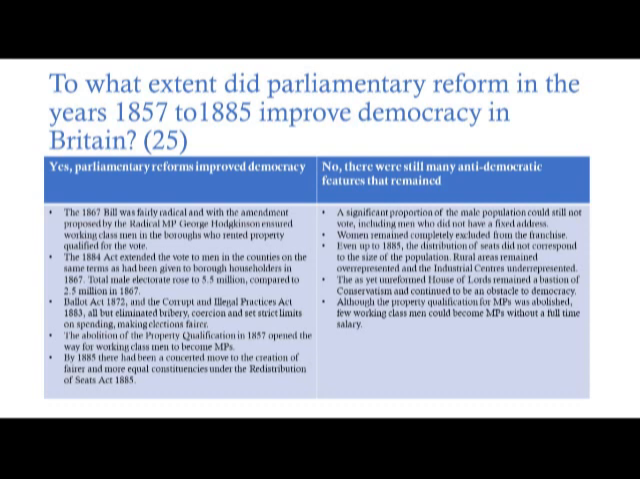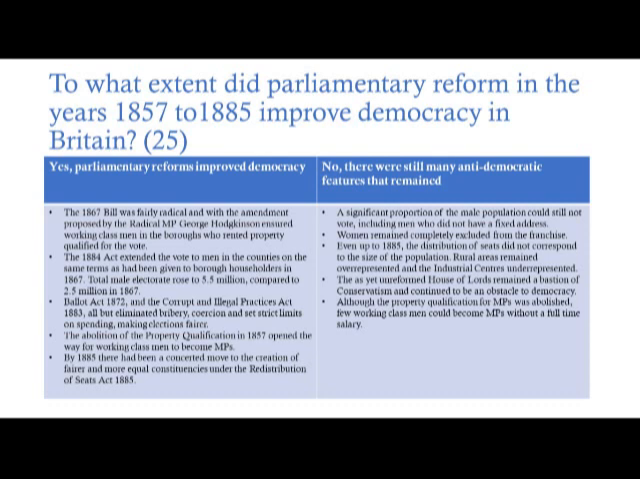Okay, so arguments in favour of parliamentary reform improving democracy include, but are not limited to, the 1867 bill, as we know, was actually more radical, or the final bill was far more radical than it was originally intended to be under Gladstone. So the radical MP in Parliament, George Hodgkinson, ensured that an amendment was attached to the bill that meant that working class men in the boroughs who rented property qualified for the vote. So this meant for the first time that the right to vote was no longer predicated on the ownership of property.